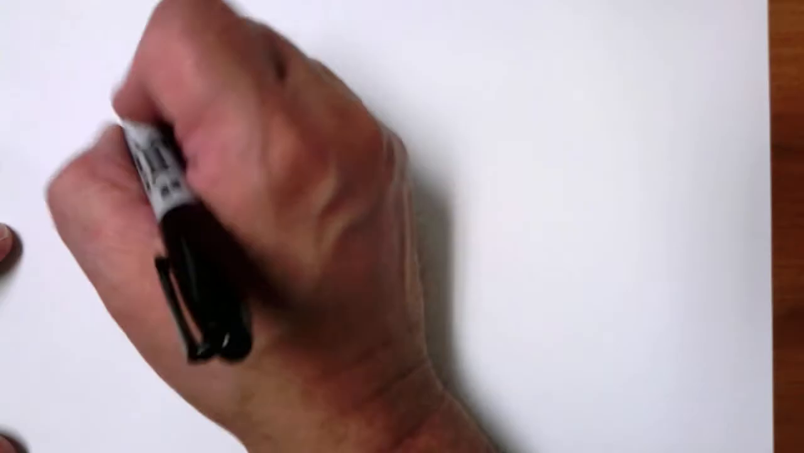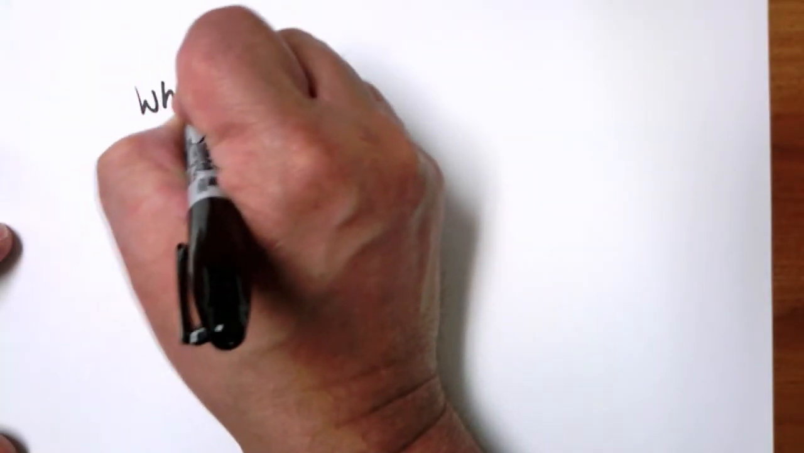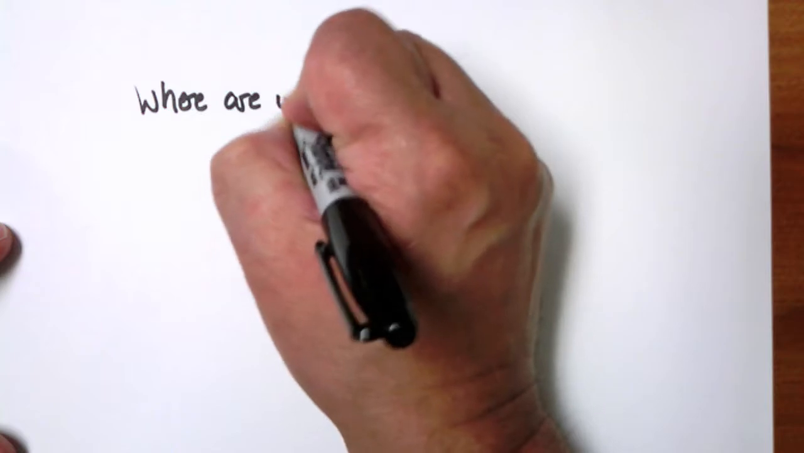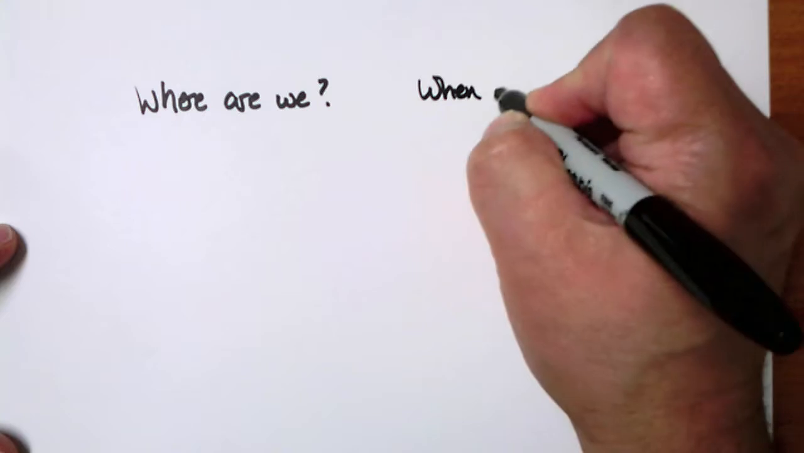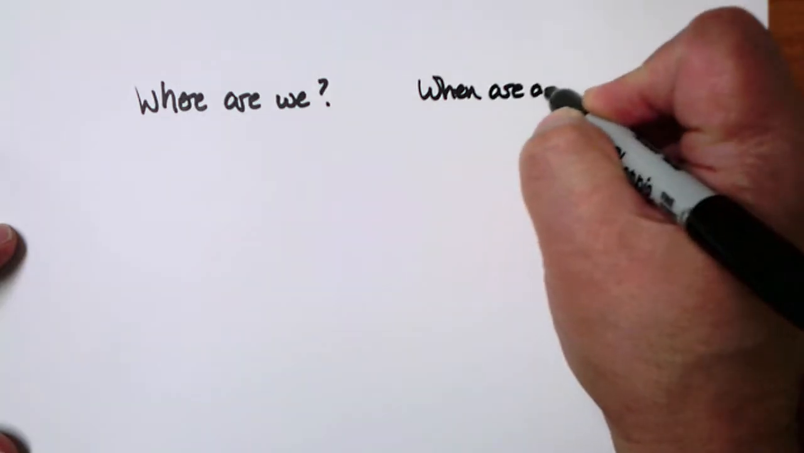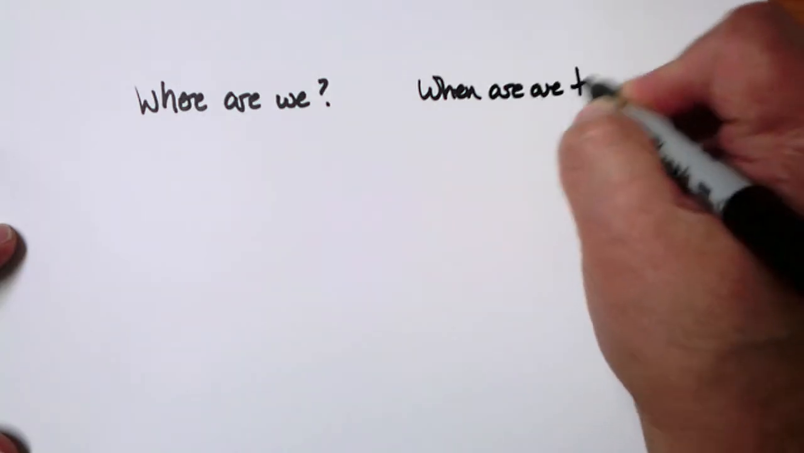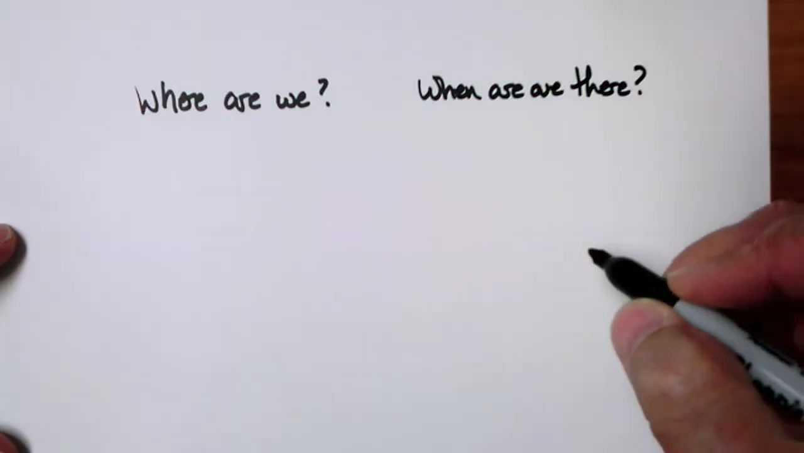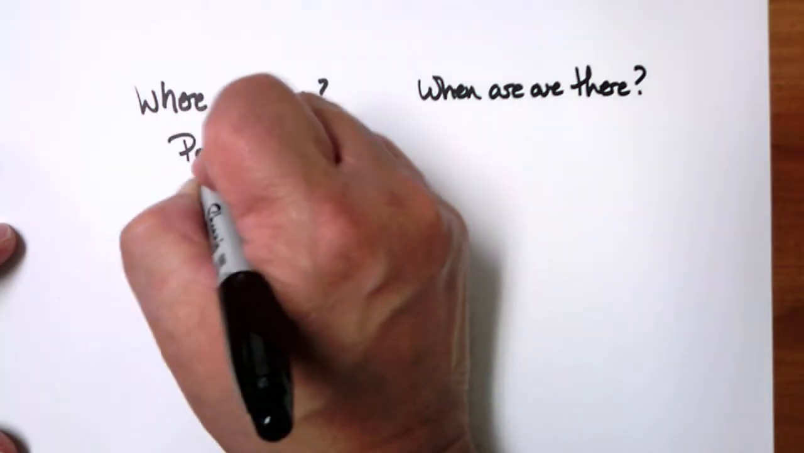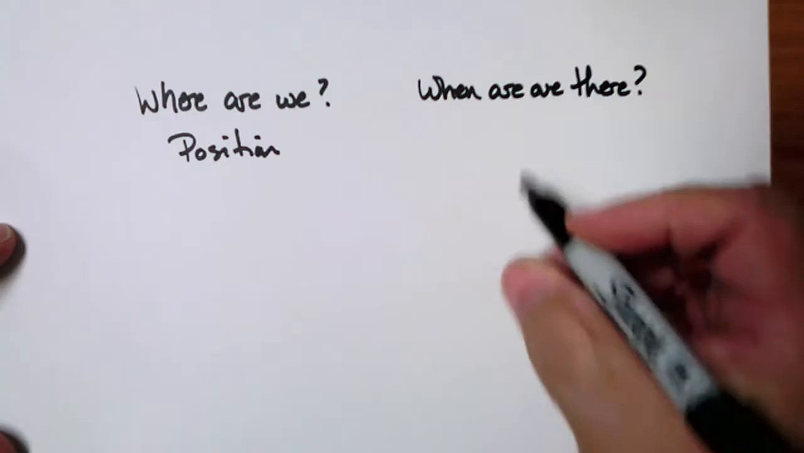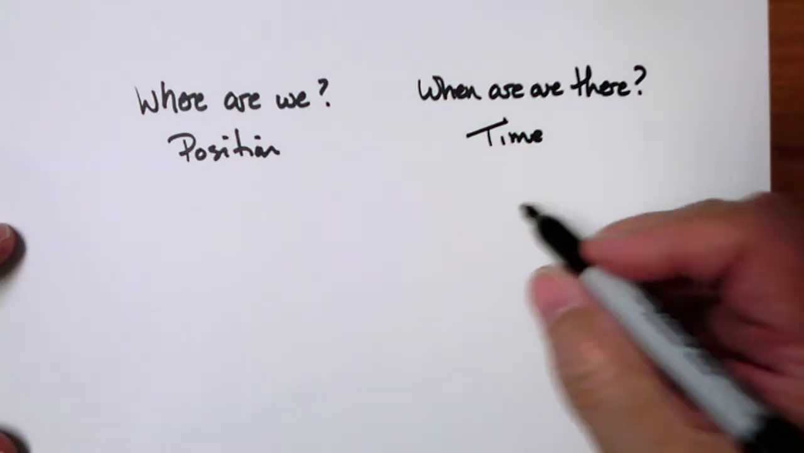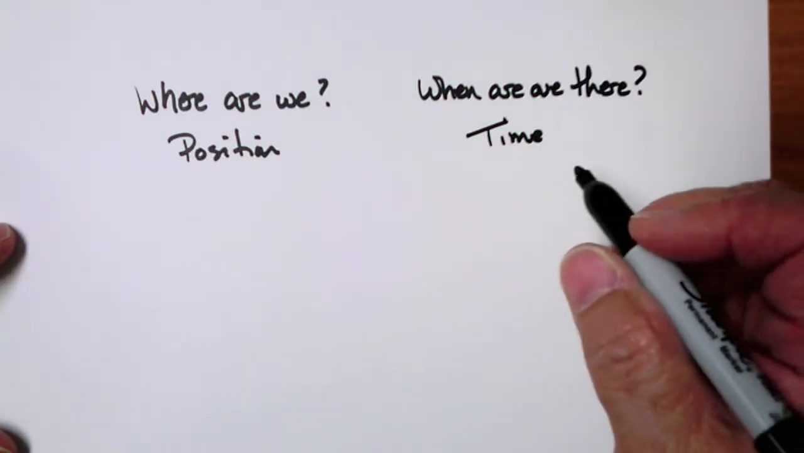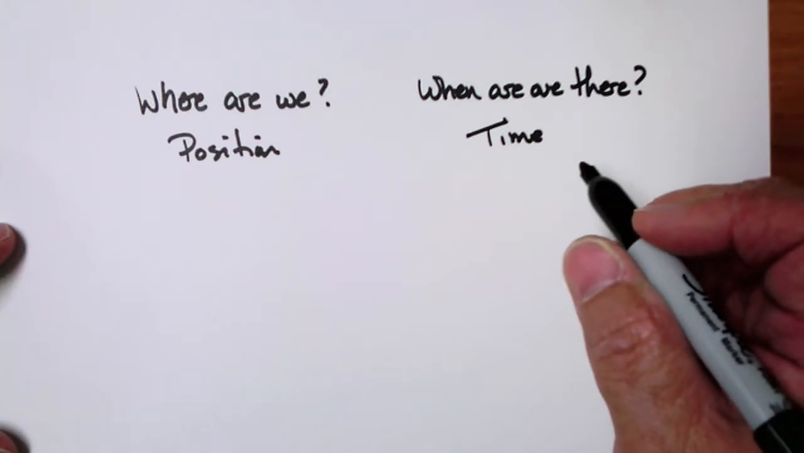In order to describe motion, we're really interested in two things. Where are we? And when are we there? This is our position. And this is a question of time. Position and time are the two critical pieces of information needed to describe motion.